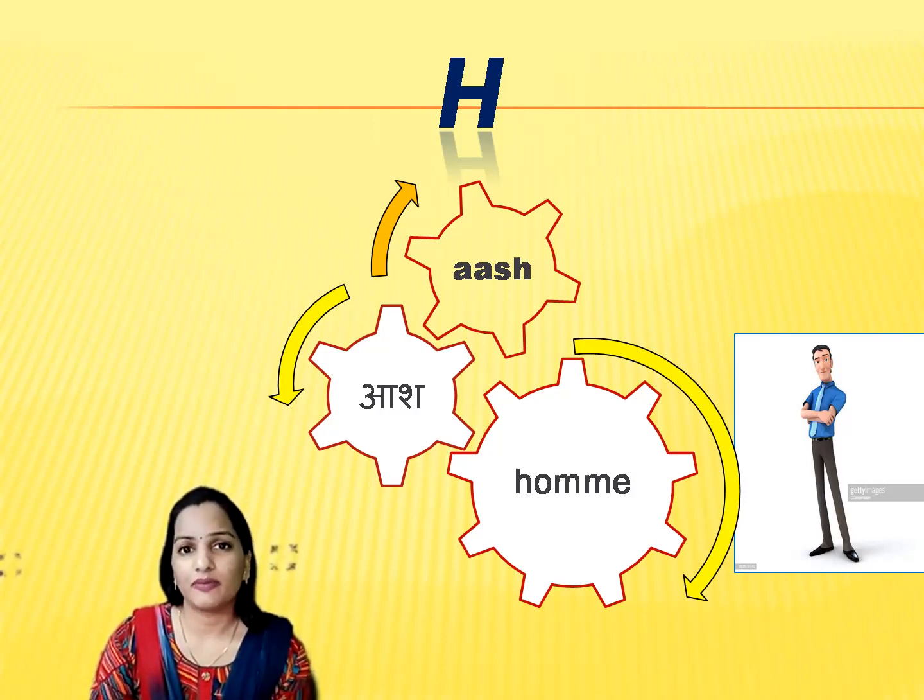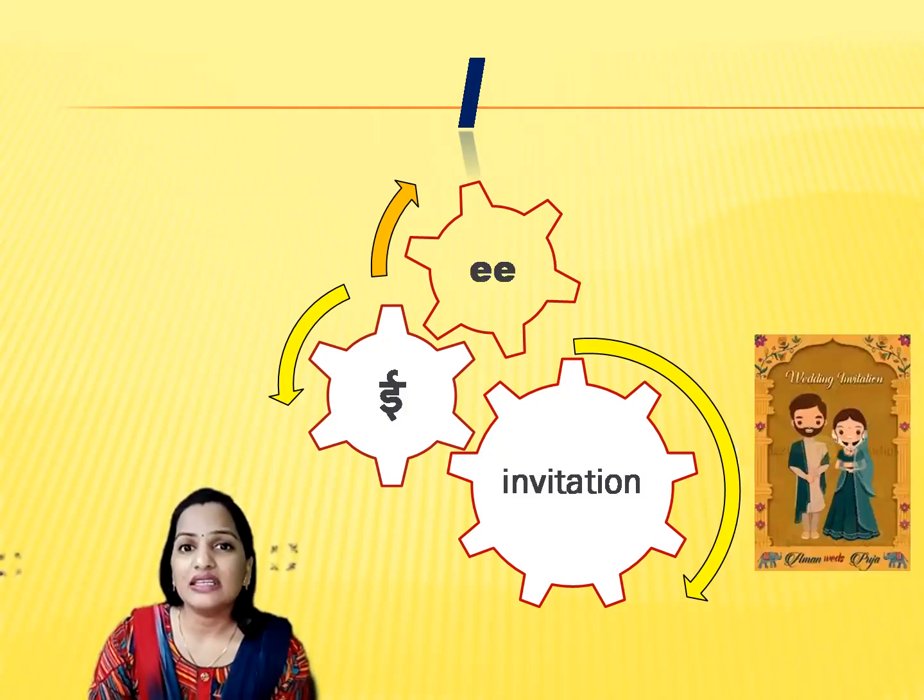Très bien. The next letter is I. So how do we pronounce I in French? It is E. You can clearly see the pronunciation in English as well as in Hindi for your reference. Okay. So it is E. And one example from the letter I is invitation. Répétez, invitation. The sound of I-N is N. So it is invitation. Very good.